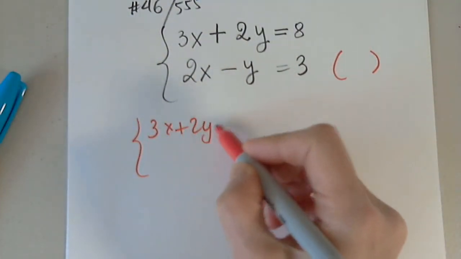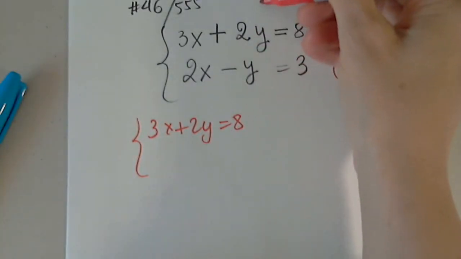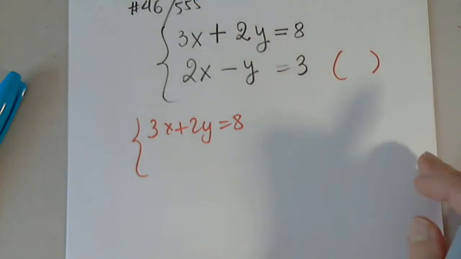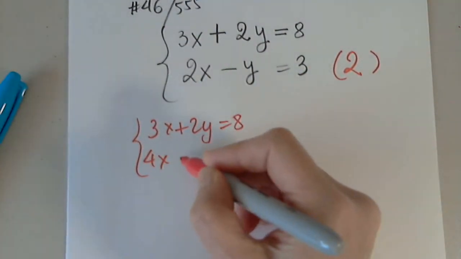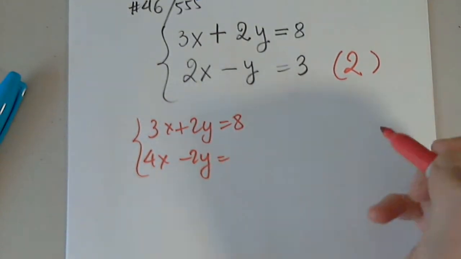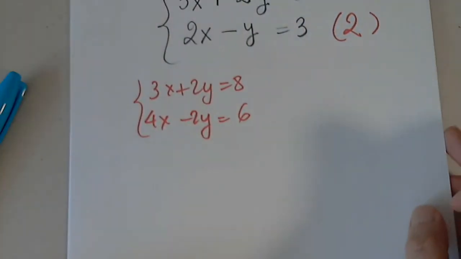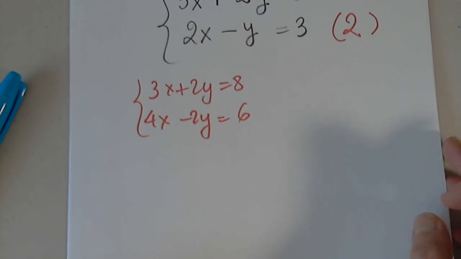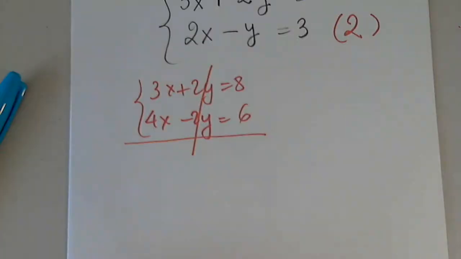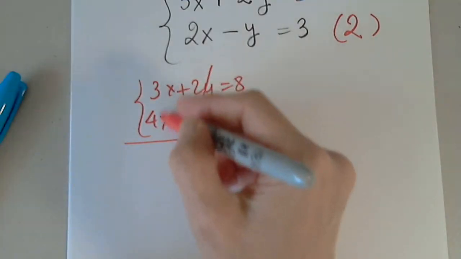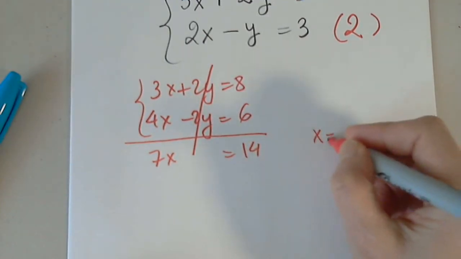I'll copy the first and multiply the second equation by 2, because my intention is to eliminate y. Excellent. So this will be 4x minus 2y equals 6. Careful, we do not pick and choose. We multiply everything by 2. According to plan, y goes away. I see 7x and I see 14. Lucky me, x equals 2.